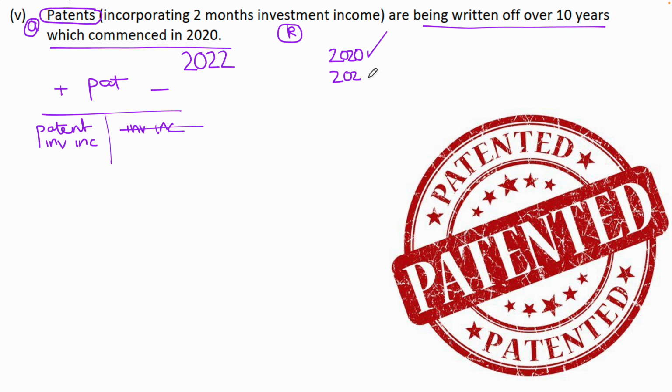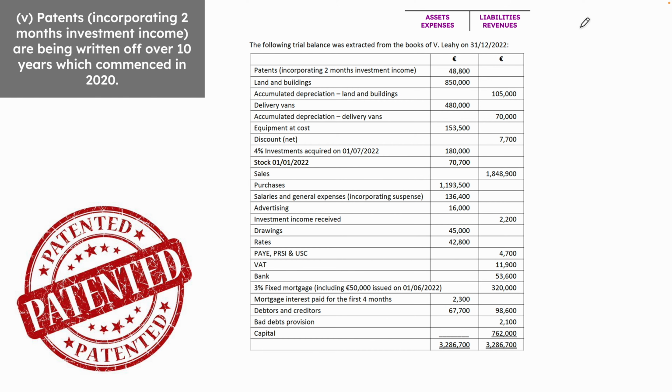2021, we haven't. Okay, sorry, we have. But 2022, we haven't done that yet, right? So we have got 2 years already written off out of our 10 years. So we only have 8 years left to do. Okay, so we'll bear that in mind whenever we're calculating the patents written off.